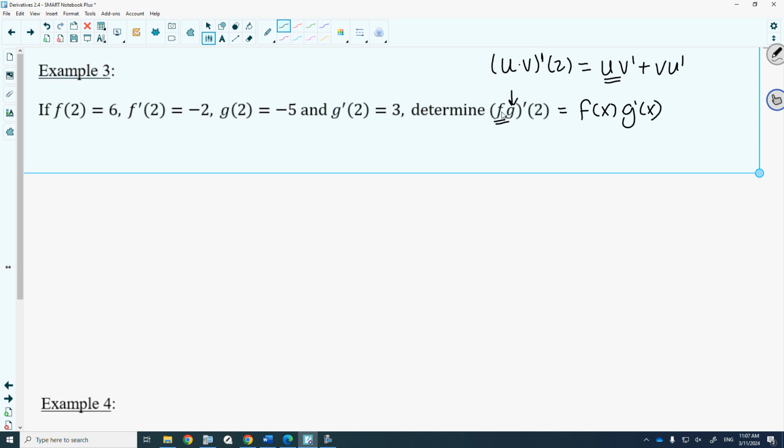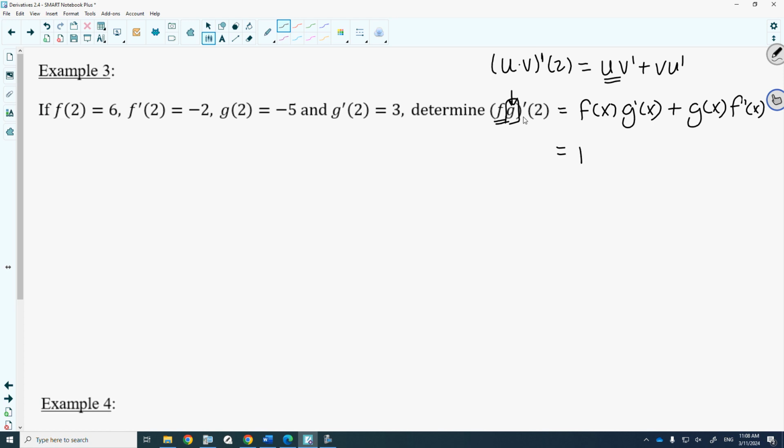So u v prime plus v, and then u prime is going to be f prime at x. Okay, so again, u v prime plus v u prime. They want me to evaluate the slope at 2. So that would be f of 2 times g prime of 2 plus g of 2 times f prime at 2. I'm just substituting in 2 for x.